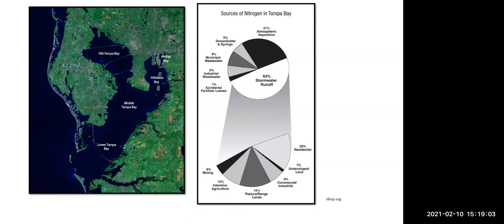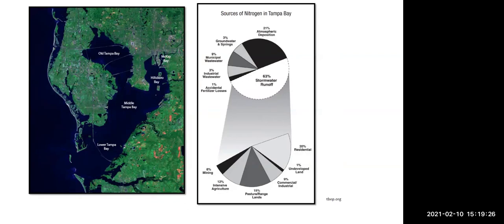More than half of the nitrogen that goes to Tampa Bay comes from stormwater runoff. That's water that just flows over the landscape every time it rains, makes its way somehow to maybe a stormwater pond, and then from there it flows onward to a river, and from the river then it flows on to Tampa Bay estuary.